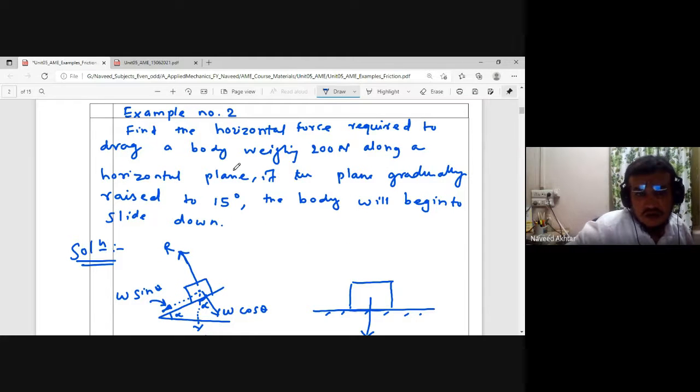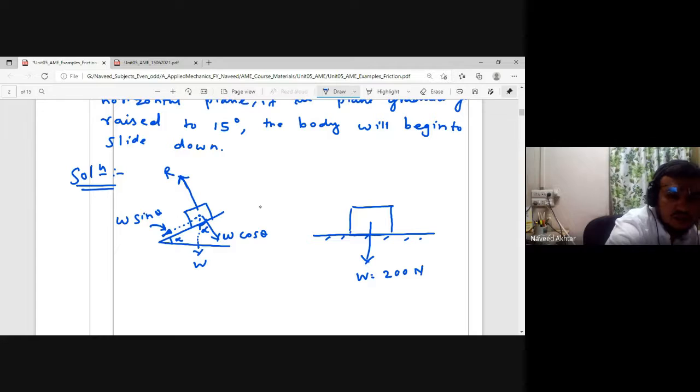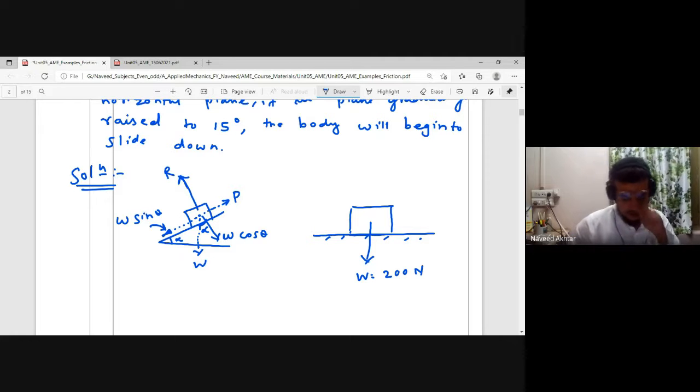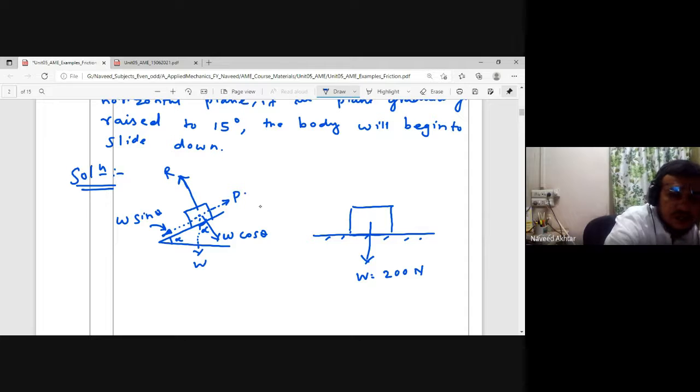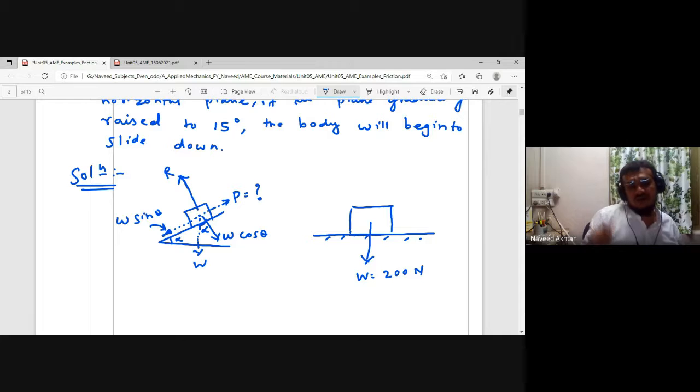तो यहाँ क्या बोल रहा है? Find the effort force required to drag the body weighing 200 Newton along the horizontal plane. If the plane is gradually raised to 15 degrees, then the body will begin to slide down. तो हमको यहाँ पर find out the value of force P to pull the body on the same plane. So you have to find out the value of P.